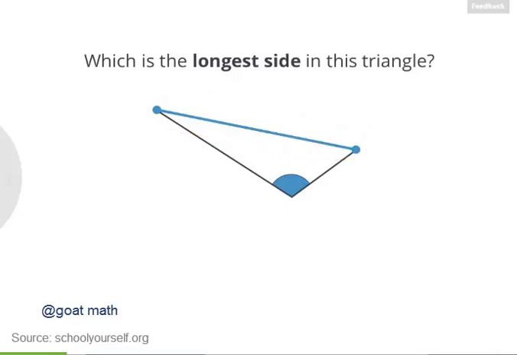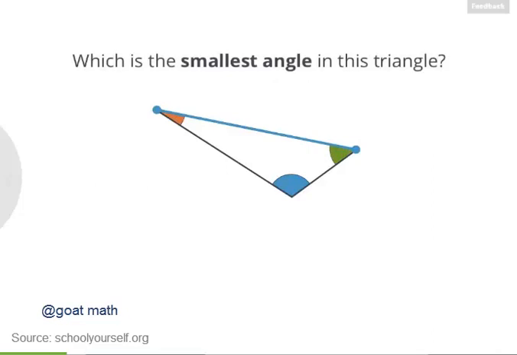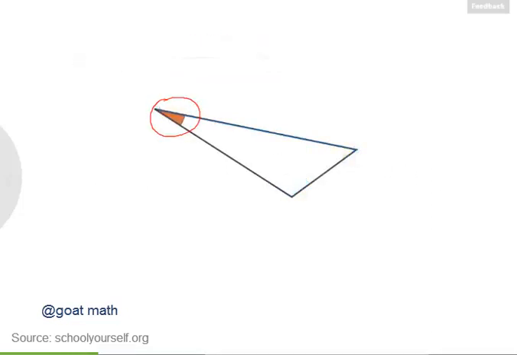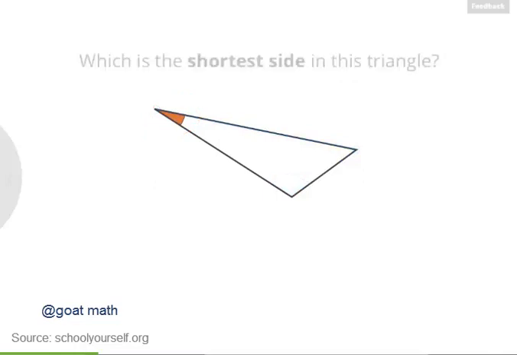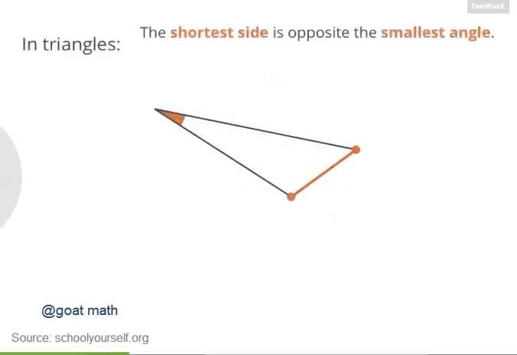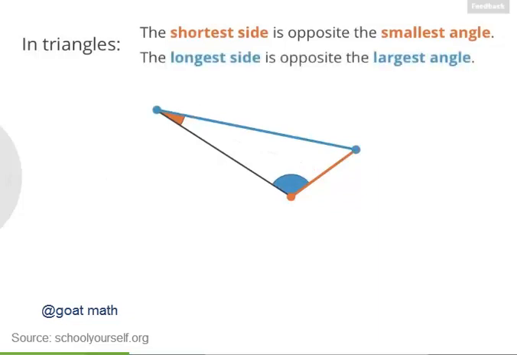That's pretty interesting. Next, which of these angles is the smallest? Yeah, so this red angle is the smallest of the 3. And which side would you say is the shortest? Precisely, so this side is the shortest. In general, for every triangle, the shortest side is always opposite from the smallest angle. And as you already saw, the longest side is always opposite from the largest angle.